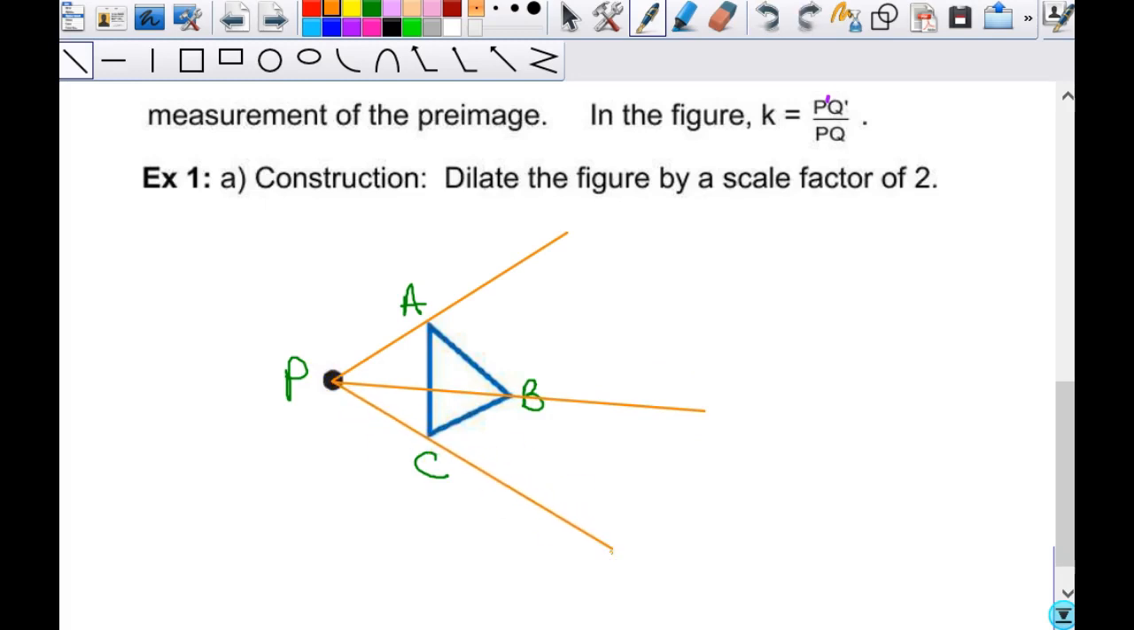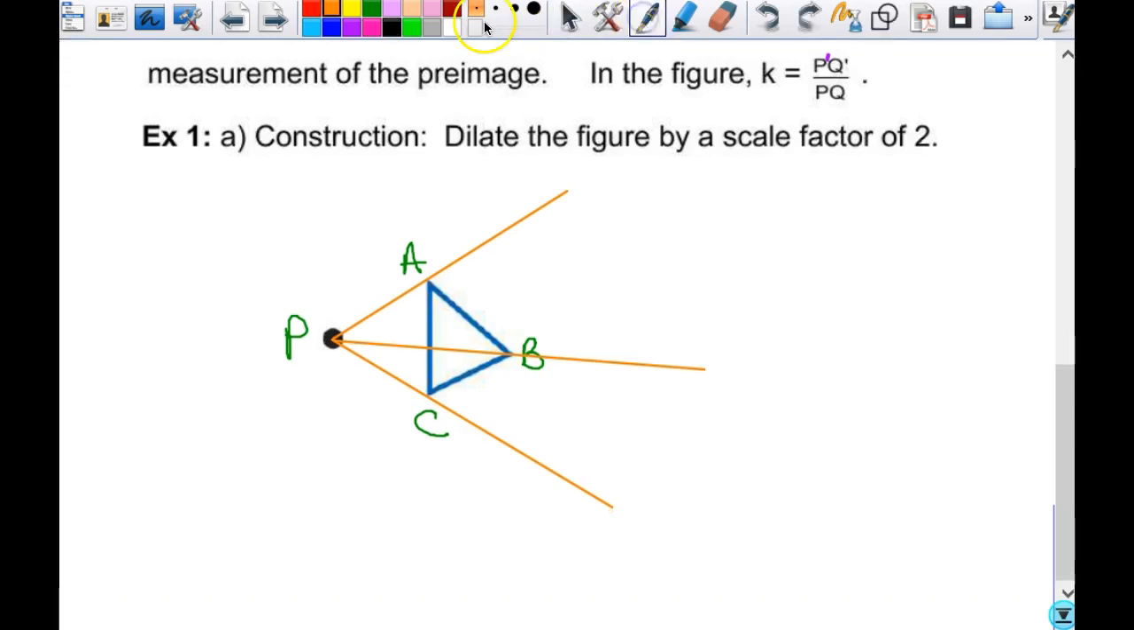Okay, so then what we're doing here, it says that we're going to dilate the figure by a scale factor of 2. What that has meant to you in the past is that basically each side length gets doubled, right? But that's not how we're constructing it. You are not going to measure the side length of the triangle and then try and draw it twice as big, because that's not going to give you the precise location of where it ends up. What the definition above says is that the distance between the points is what's actually changing.